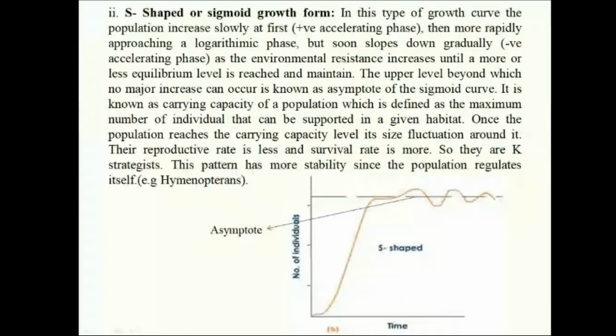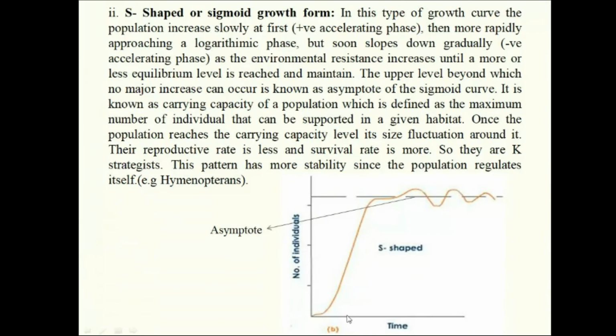Clear? Okay. So here what will happen? First they will increase at an increasing rate up to some point like this. Then they will increase at a decreasing rate. But when the temperature or any kind of environmental factor is totally unfavorable for them, they will reach a level beyond which they cannot increase that much, and they will try to fluctuate their population density around this line. This line is known as what? Your asymptote in case of statistics, but in case of ecology, it is known as your carrying capacity. Understood?